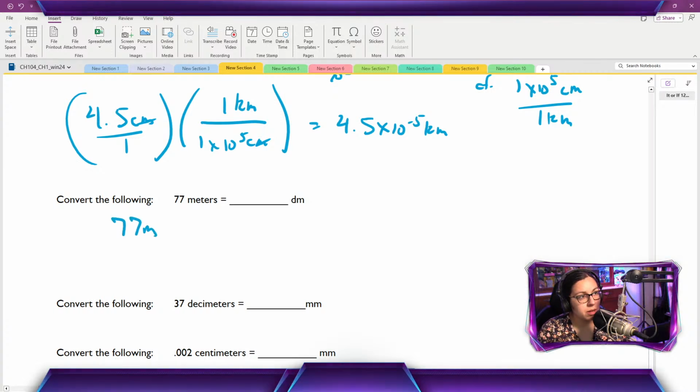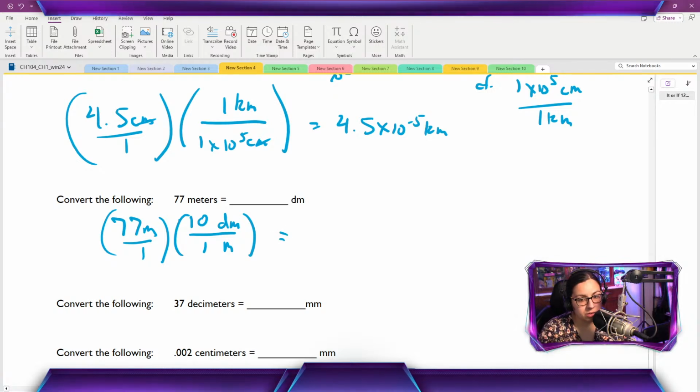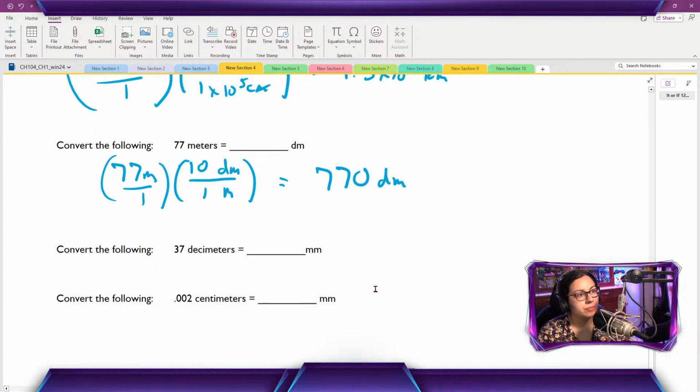So 77 meters to decimeters. So meters, decimeters on top. And there are 10 decimeters in 1 meter, which gives us what our chat got at 770 decimeters. Excellent.